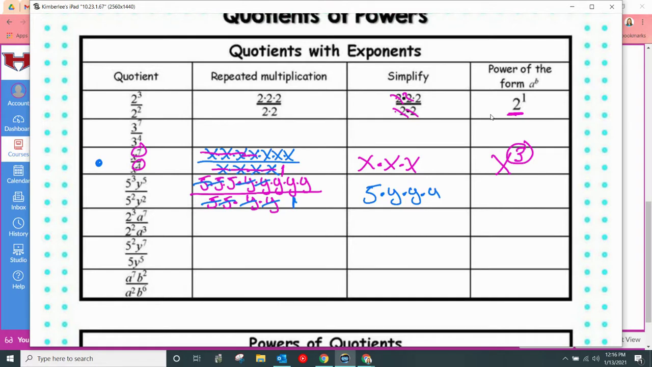This is going to become 5y. Well, y times y times y is 3 y's, 5y cubed.